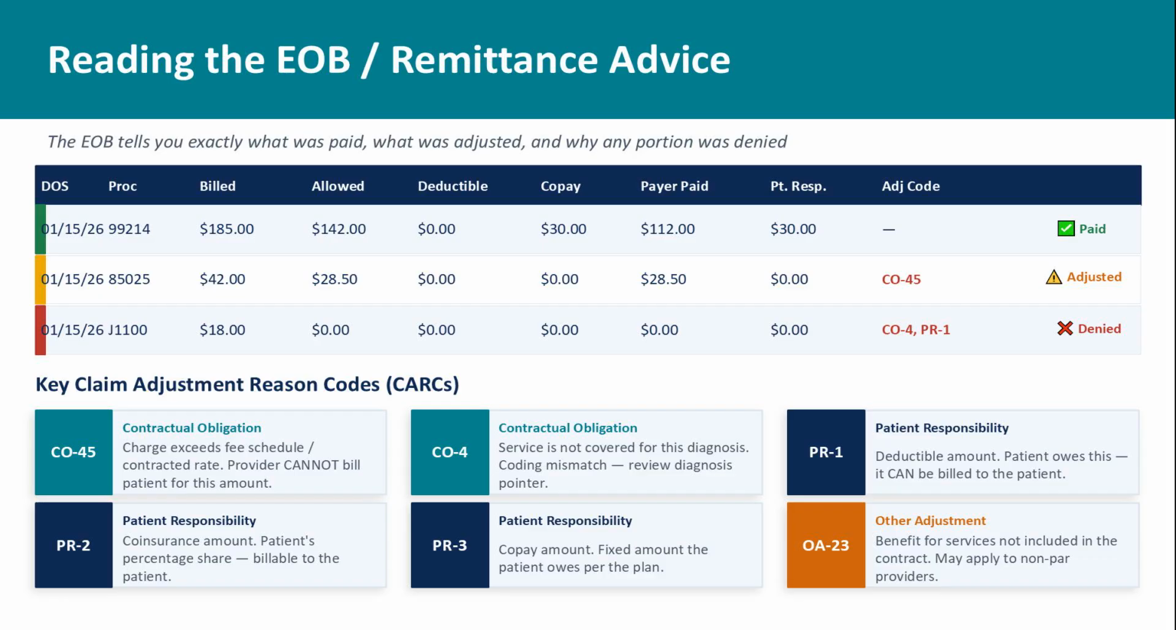After you submit a claim, the payer sends back an explanation of benefits, the EOB, or its electronic equivalent, the ERA. Reading this document accurately is one of the most critical skills for a medical biller.